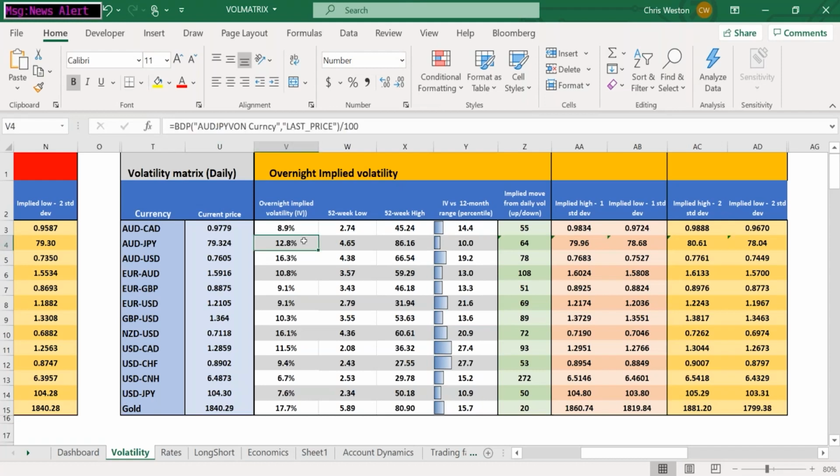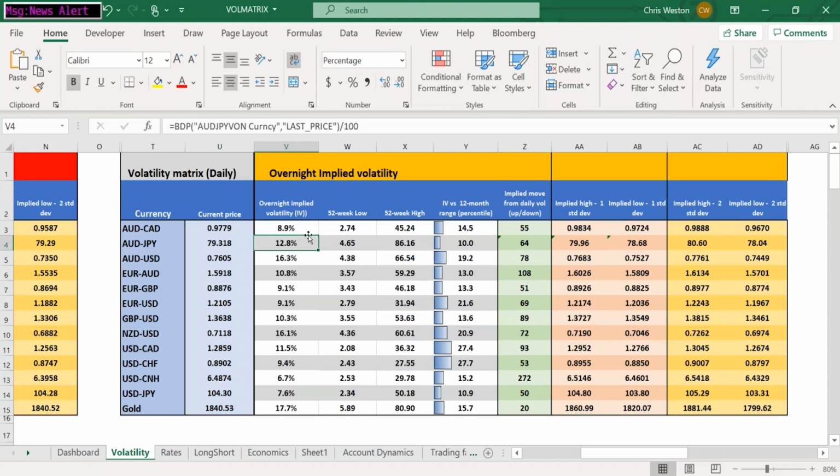Okay, and the simplest way of looking at this is overnight or one-day options that expire the next day in Aussie yen are trading at 12.8%. Now that's an annualized number. So overnight options are saying that if we annualize this, Aussie yen would move up or down by 12.8%. Okay, that's an annualized number.